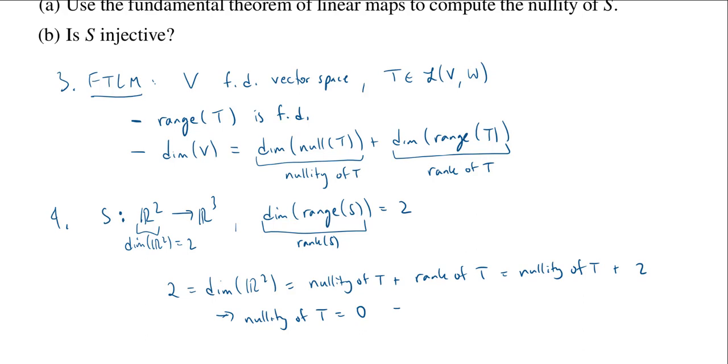But that means that the dimension of the null space of S, I'm writing T here, of course these were S's all along. Yep, there we go. The dimension of the null space of S is equal to 0, which means that the null space itself must be the 0 subspace. And this gets to our 4b question, is S injective? And the answer is yes, because the null space is 0. And we know that a linear map is injective if and only if the null space is 0. So this implies S is injective.